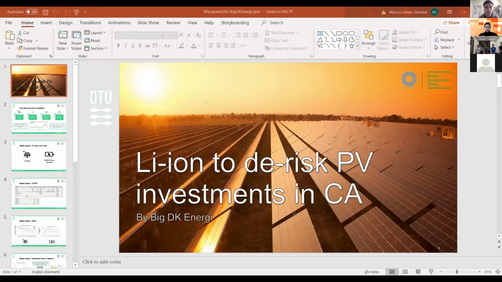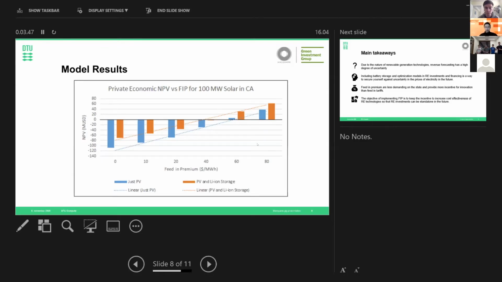And this allows us to jump straight into our model results. As you can see on this plot, we are analyzing our 2 scenarios: the baseline scenario, which is just investing in the solar park without storage, and our expanded scenario, which is the solar park with lithium ion storage. We have carried out this analysis across the feed-in premiums at different rates. And as you can see, at a feed-in premium of roughly $40 per megawatt hour, the project with the lithium ion storage will break even.